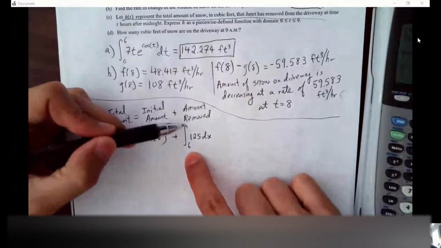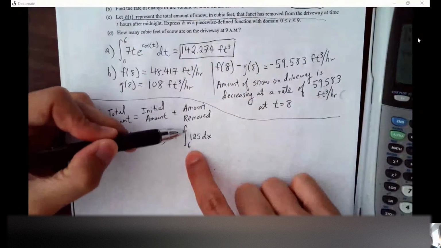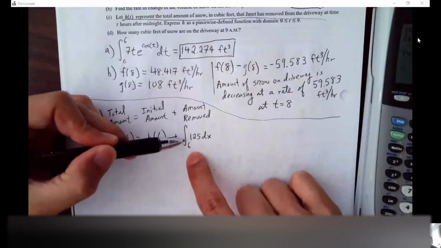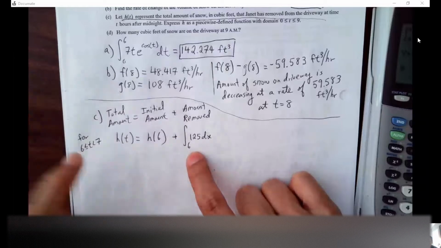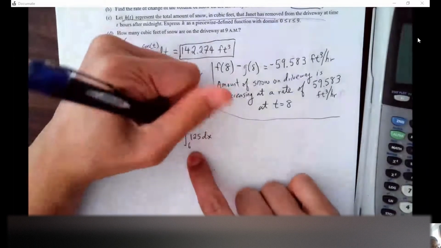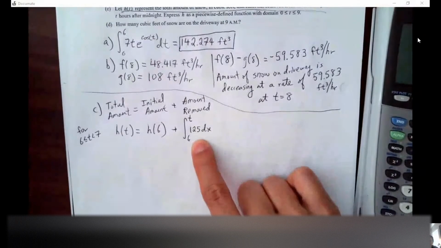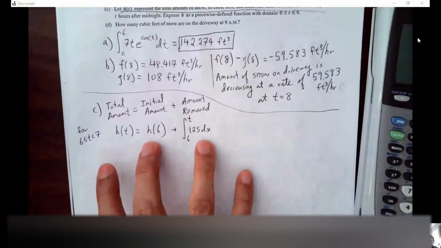Now, this range is only going to be between 6 and 7, but we want to give it that flexibility where I can find the amount of snow removed if it's 6:30 or 6:25 or 6:15. So I'm going to leave it as a t to give it that flexibility. Okay, so now I'm going to create an equation out of this.